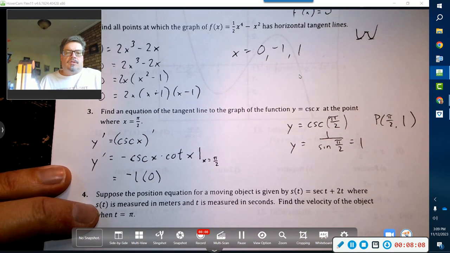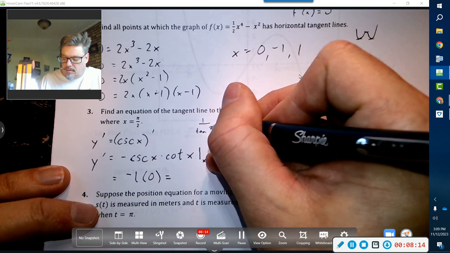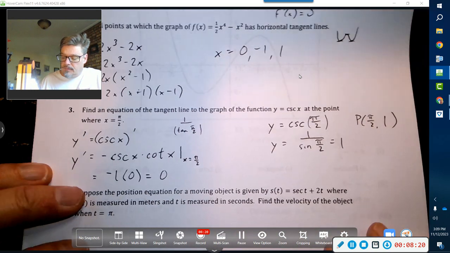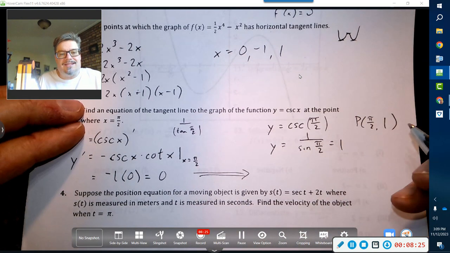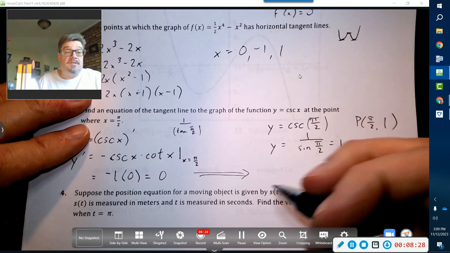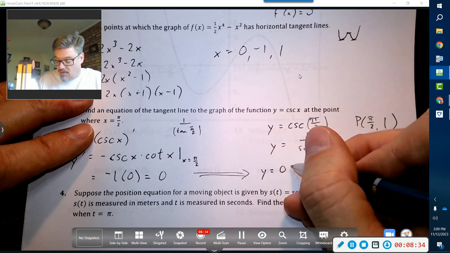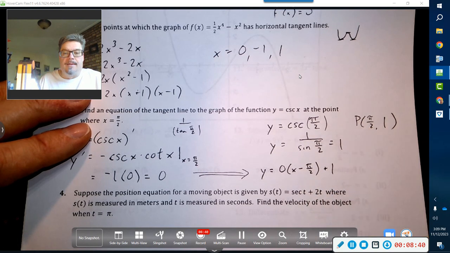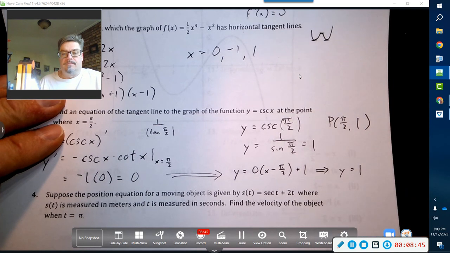You can also figure that out in your calculator. So that's 0, which means the slope is 0. If we put it into point-slope form, it would be y equals 0 times (x minus pi over 2), plus 1. Since that first part is all 0, we really just have y equals 1. Okay. All right, let's do this here.